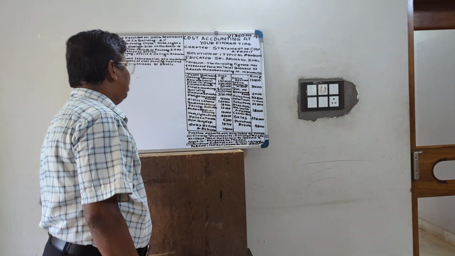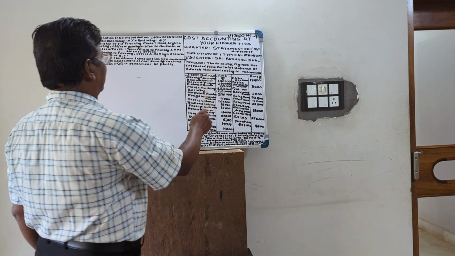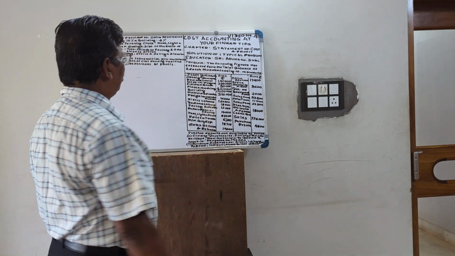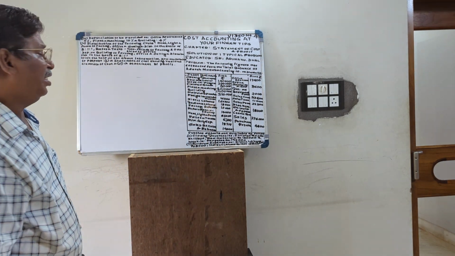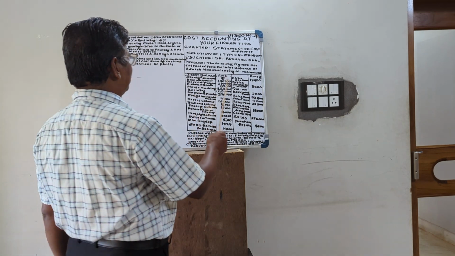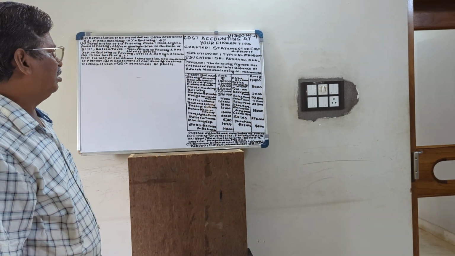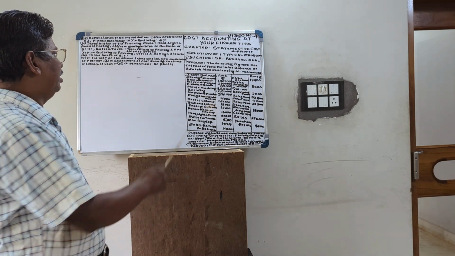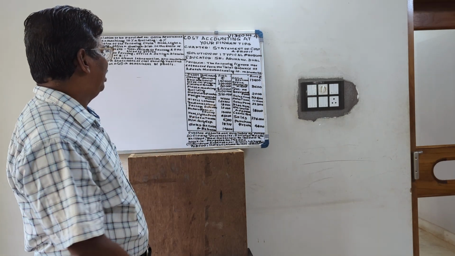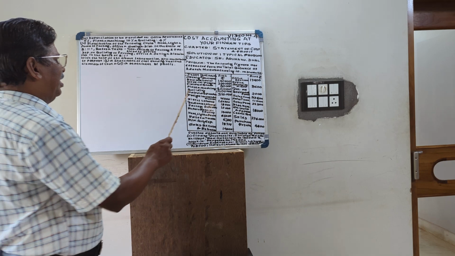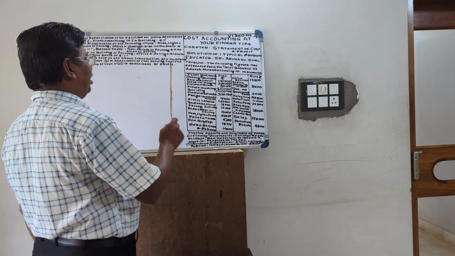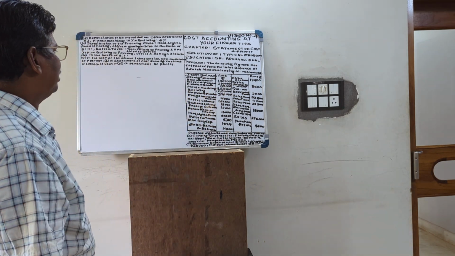Here it is given. The following figures are extracted from the trial balance of Adarsh Manufacturing Company on 31st March 2023. So the year begins on 1st April 2022 and ends on 31st March 2023. Here, first debit balance, that is opening inventory: raw material 1,40,000, work in progress 2 lakhs, finished goods 80,000.